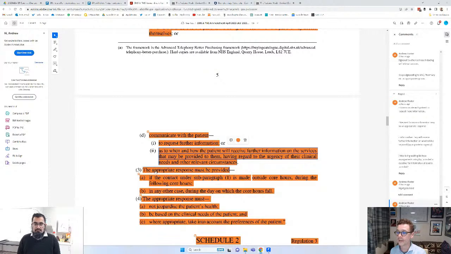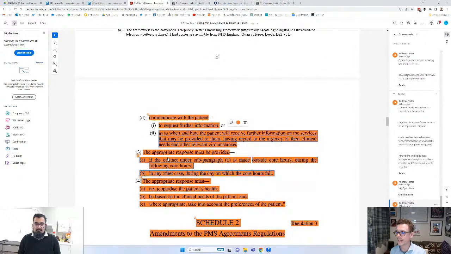So 3, the appropriate response must be provided. Okay. So this is saying when we must provide it. So it must be provided essentially on the day that it's made, within opening hours, or the next working day is my interpretation. So if it is made outside core hours, during the following core hours, in any other circumstances during the day on which the core hours fall. So at least that's very clear about when we need to provide the appropriate response.